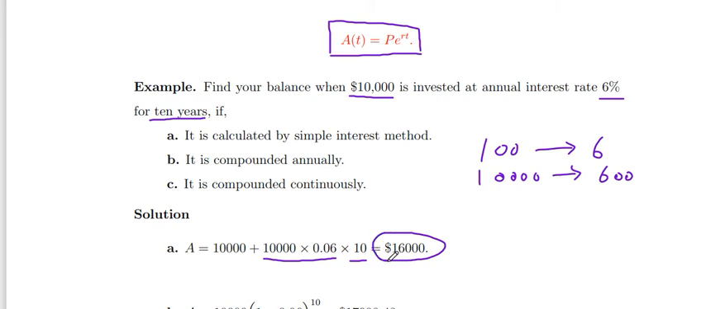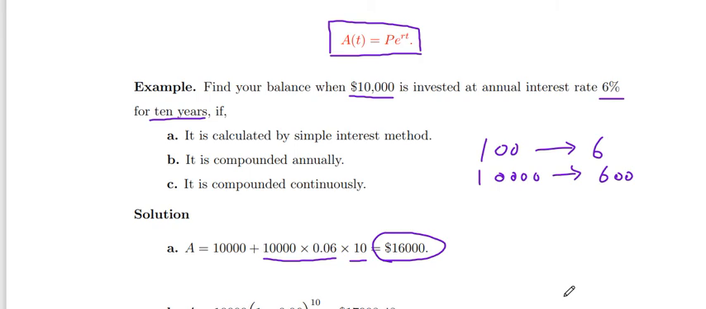So you can have $6,000 as your interest. Okay, so this is A, easy, right? We just say 1 year is how much, and for t years just multiply by t. So 1 year is $600, 10 years is $6,000.